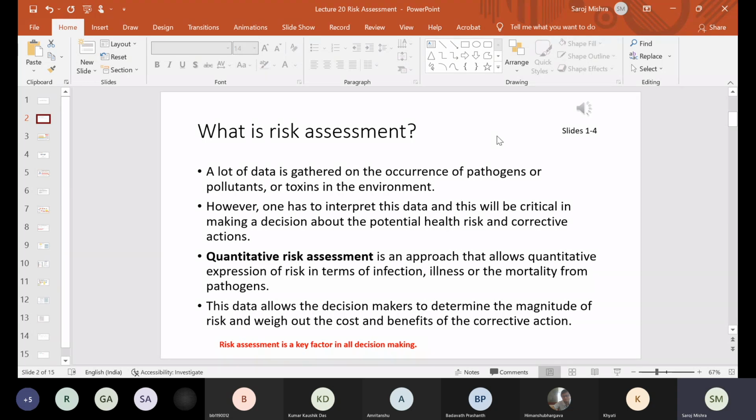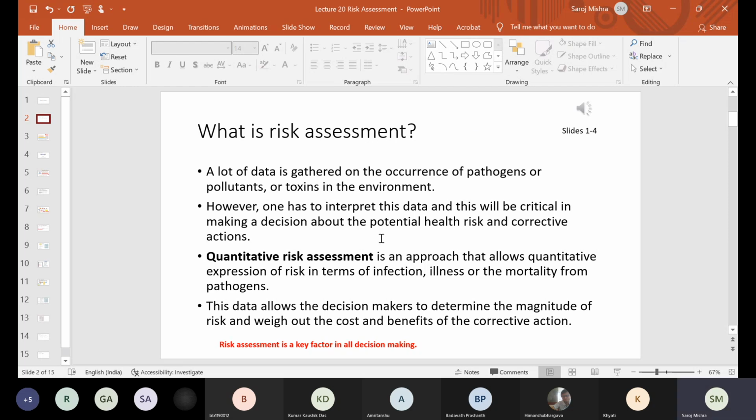Okay. So now, what is risk assessment? Risk assessment is when a chemical or a hazardous infectious particle like a virus or a bacterium is released into the environment, and you would like to know the probability of somebody catching an infection, or falling ill as a consequence of exposure to that particular chemical or pollutant. To put a quantitative measure to that is called risk assessment. Is this clear to everybody?